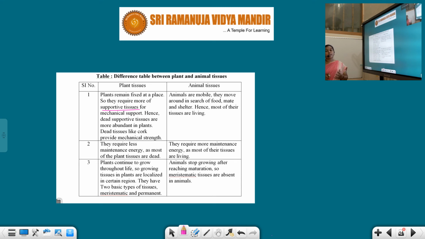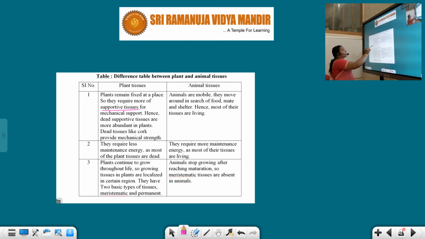When adverse conditions come, they can't move from here to there. For example, we human beings, if any sudden cyclone or typhoon comes, we can immediately move to a better place. Not only we, even the animals can move to a better place to escape from dangerous situations. But plants are not like that. So plants must require more mechanical strength and support.